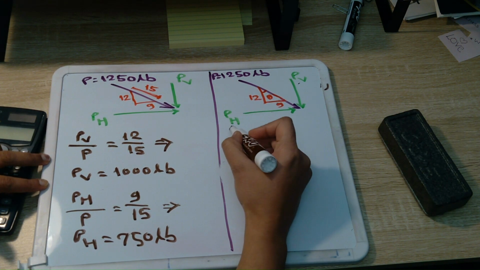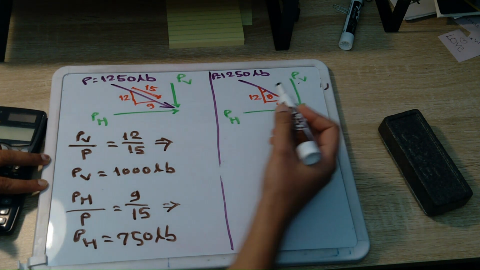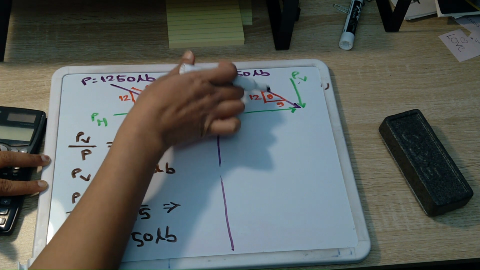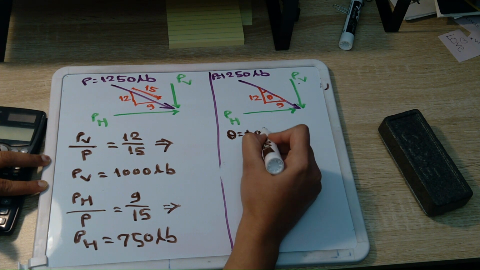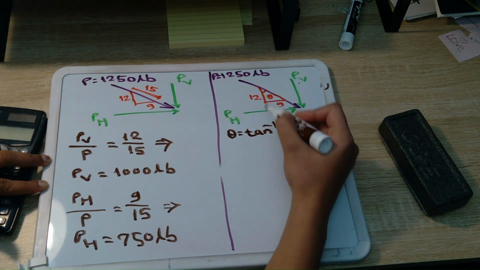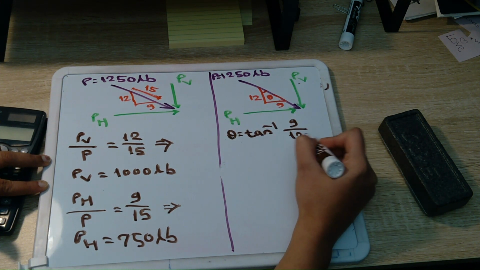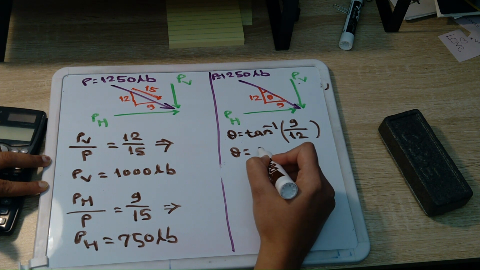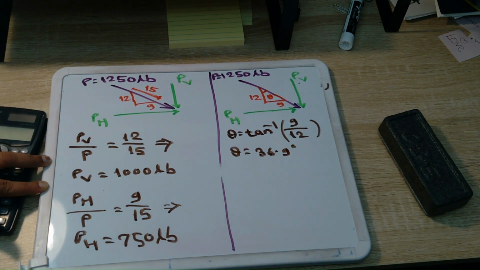By using trigonometric principle, we will find out this theta, that is angle with vertical axis. So theta is equal to tan inverse of opposite side of this triangle is 9 and adjacent side is 12. So we get theta is equal to 36.9 degrees.